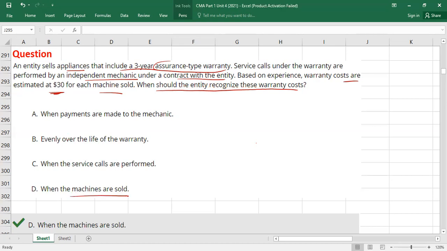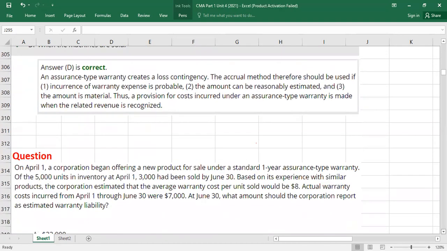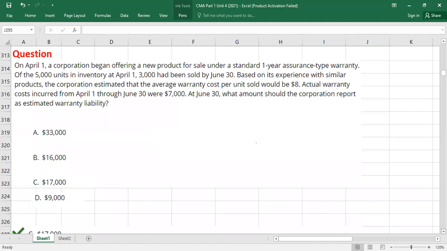At the time of warranty cost means a warranty expense. When should it be recorded? At the time of sale, as I told you, under assurance type warranty. Right or wrong? Read the next question, guys.